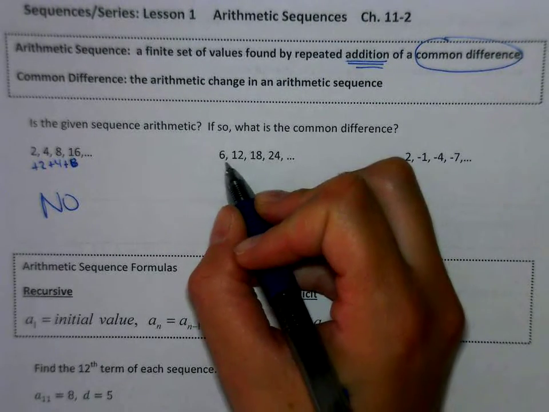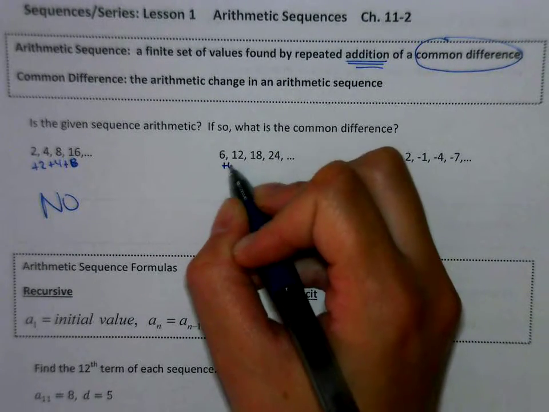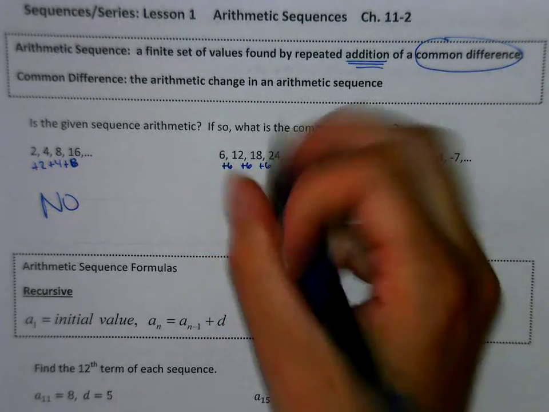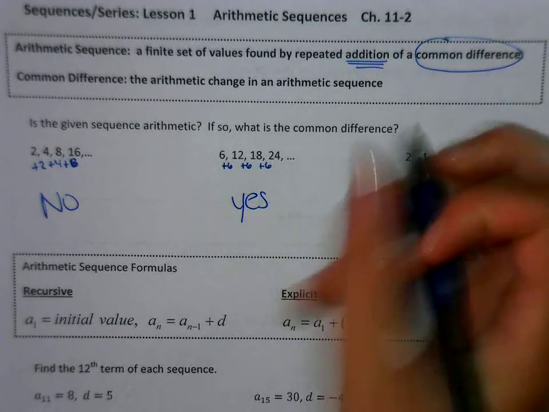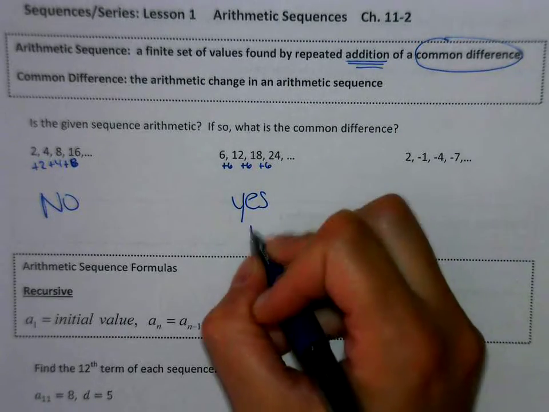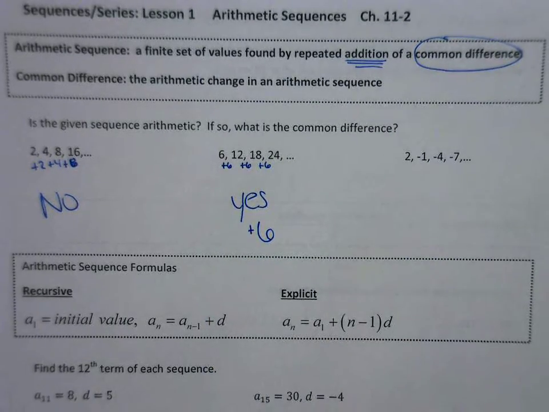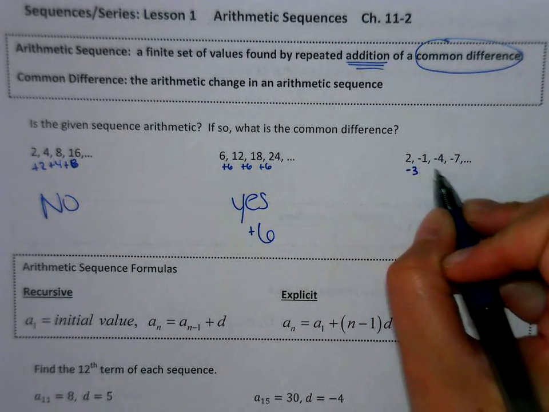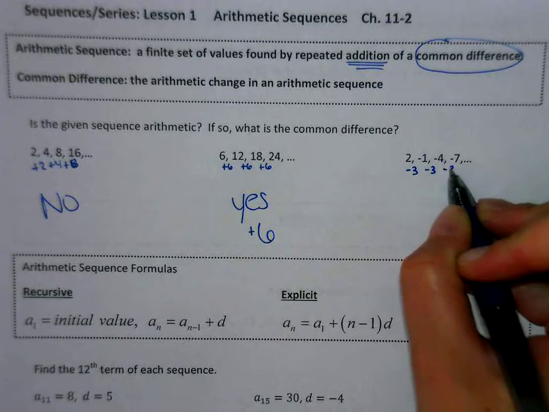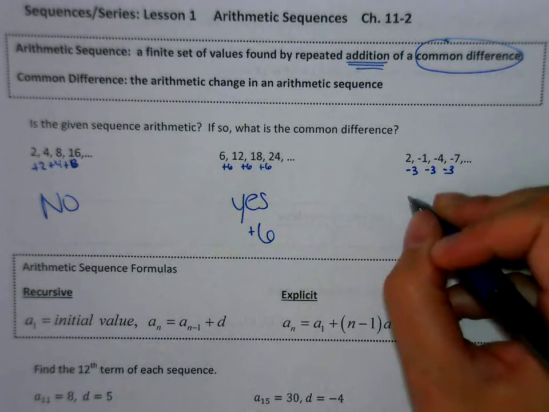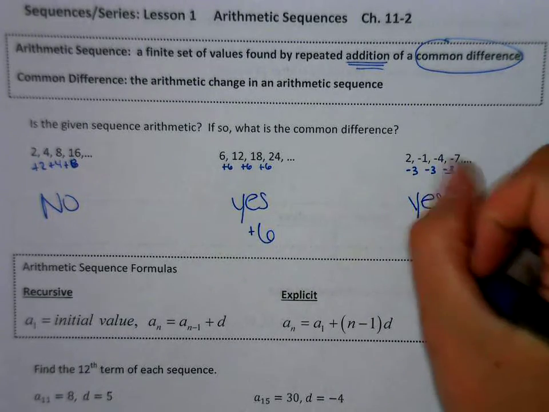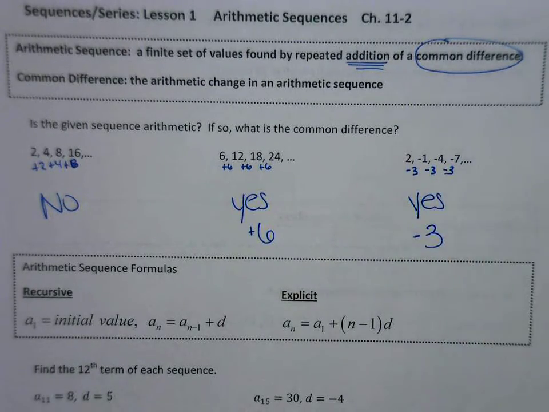Now if we look, when we go from 6 to 12, we're adding 6. Then we add another, and another. So this is an arithmetic sequence because we have a common difference of a positive 6. In our last one, when we go from 2 to a negative 1, we're subtracting 3, or we're adding a negative 3. So this is an arithmetic sequence because they all are the same, and our common difference is a negative 3.